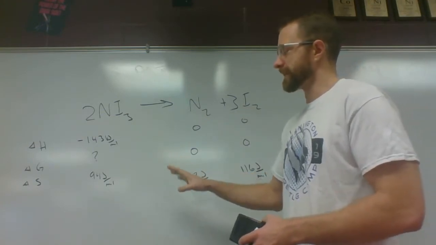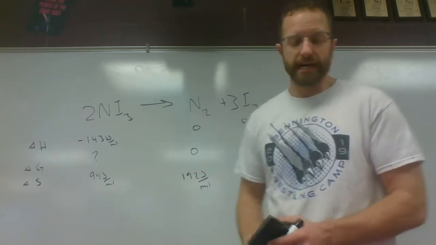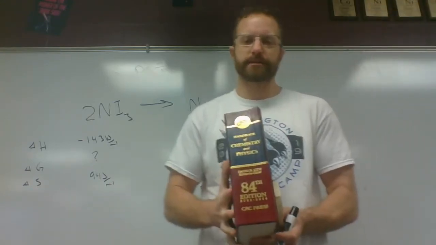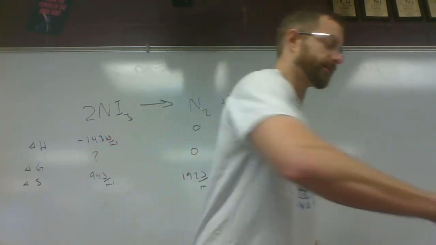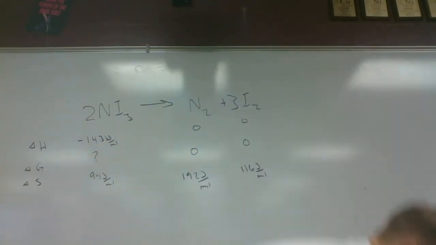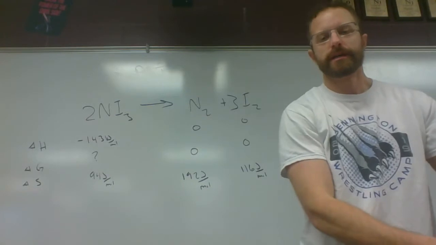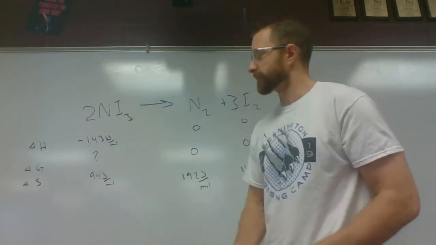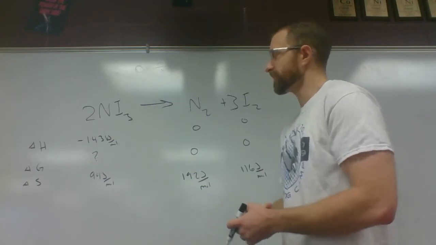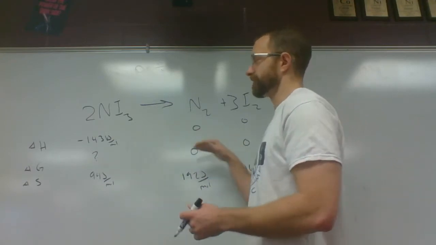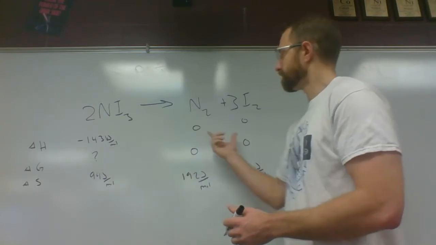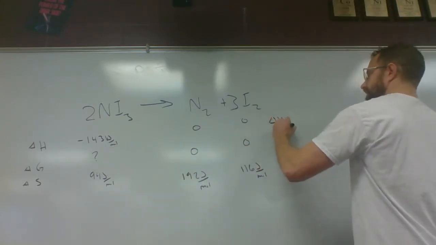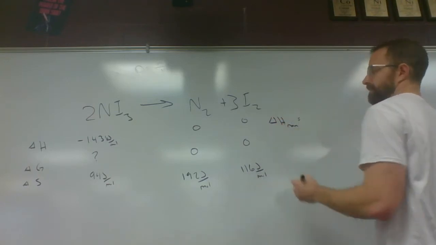So I looked up some of the data. Some of it was much more difficult to find. I actually had to bust out the old CRC that you might remember from earlier this year, because some of the data I couldn't even find online anywhere. I was looking for the entropy of nitrogen triiodide and was unable to find that. So anyway, if we look at this from a delta H point of view, that's going to be products minus reactants.